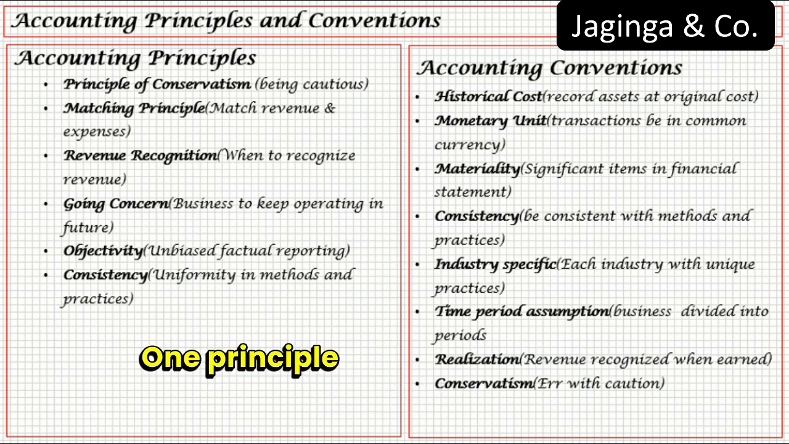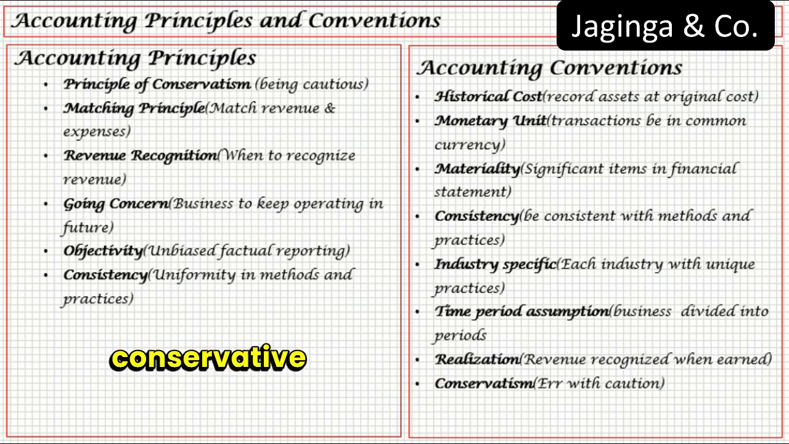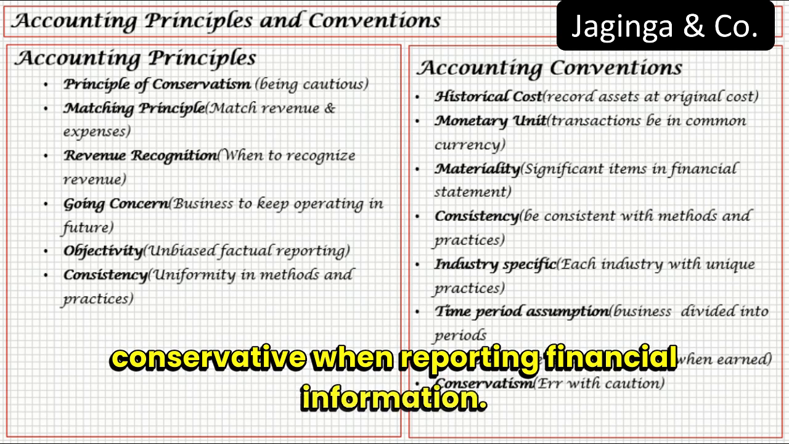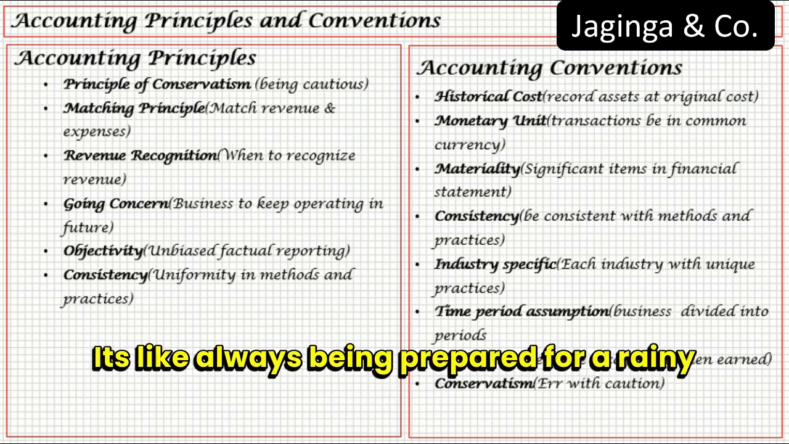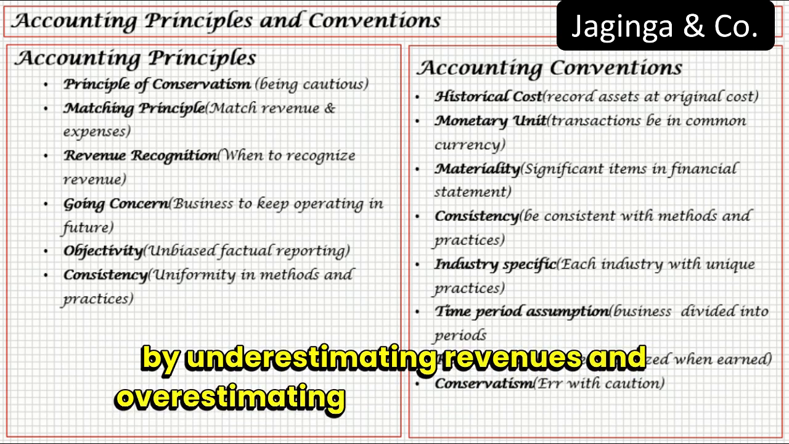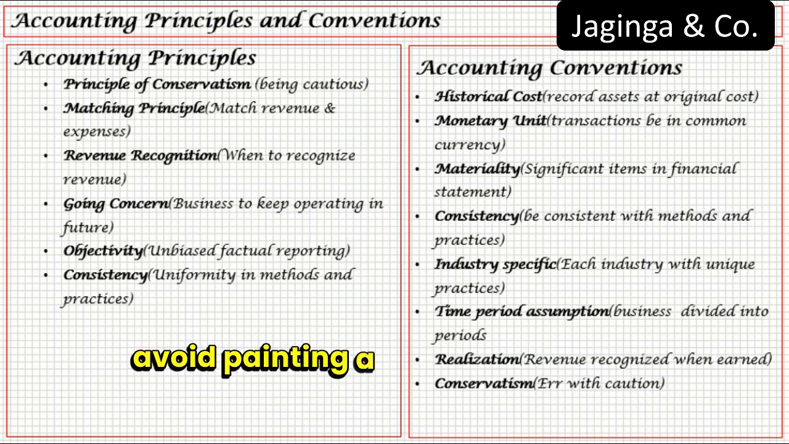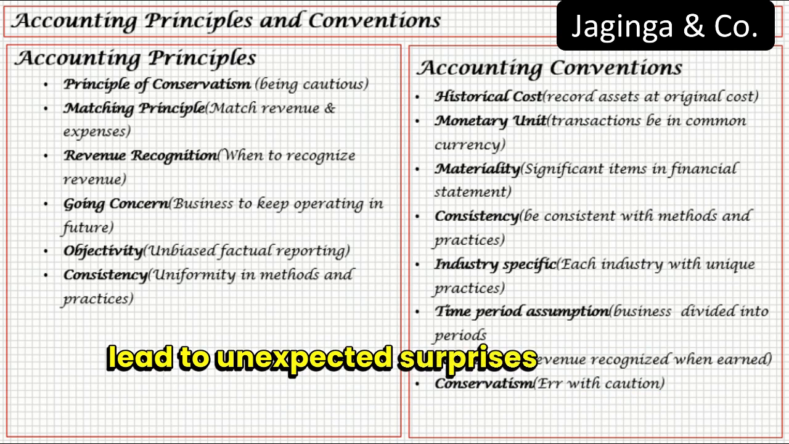1. Principle of conservatism. This principle encourages accountants to be cautious and conservative when reporting financial information. It's like always being prepared for a rainy day by underestimating revenues and overestimating expenses. This way, we avoid painting a rosier picture than reality, which could lead to unexpected surprises down the road.